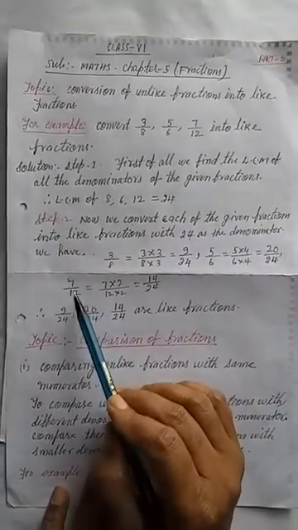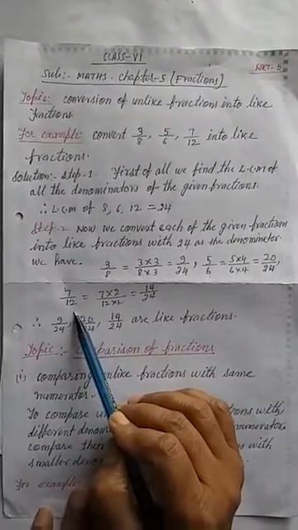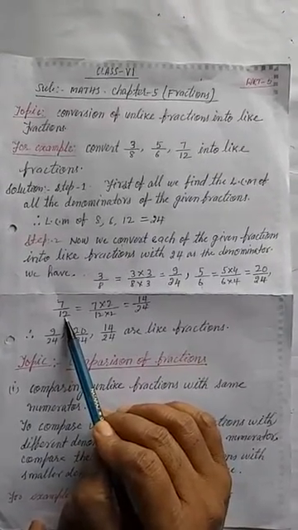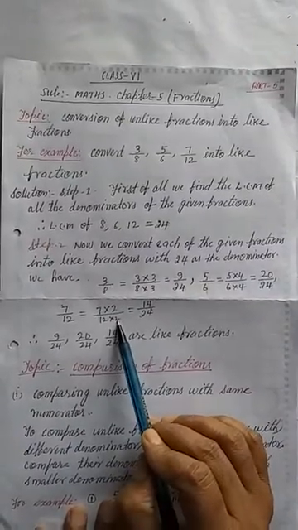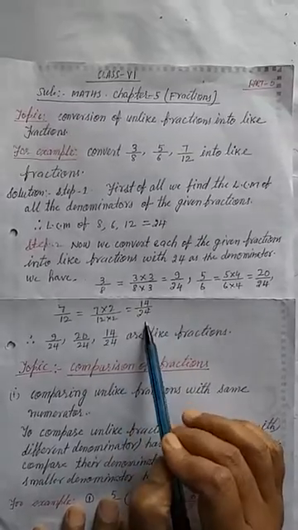Now similarly 7 upon 12. 7 is the numerator and 12 is the denominator. By what number do you have to multiply 12 to get 24? Your answer will be 2, because 12 times 2 is 24 and 7 times 2 is 14.